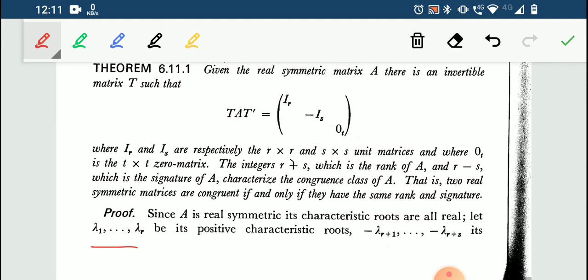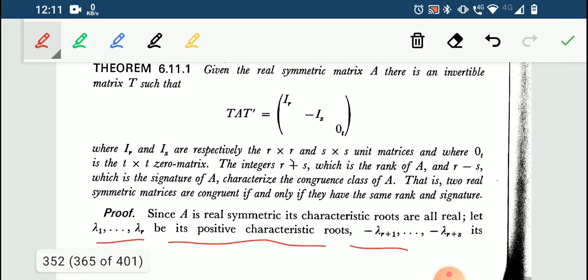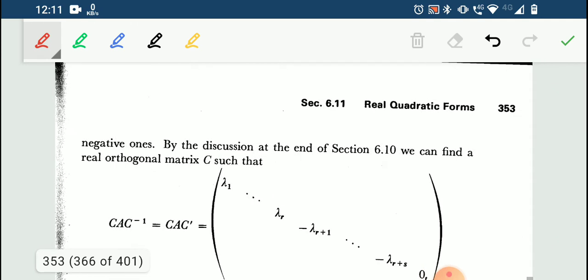So if they are real, there are three possibilities. One is that the characteristic roots are 0, other than that positive, then negative. These are the three choices you have for a characteristic root. So let lambda 1, lambda 2 till lambda r be positive characteristic roots, and minus lambda r plus 1 till minus lambda r plus s be negative characteristic roots. Then there may be some zeros.